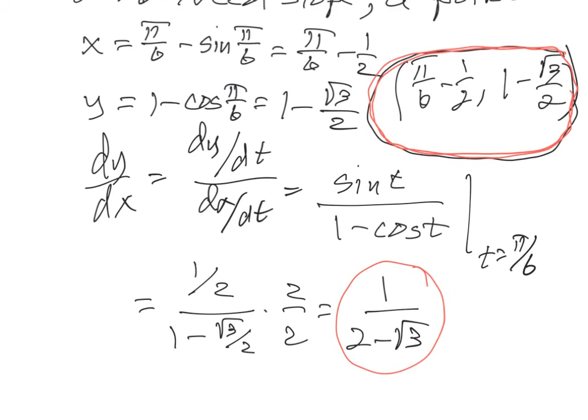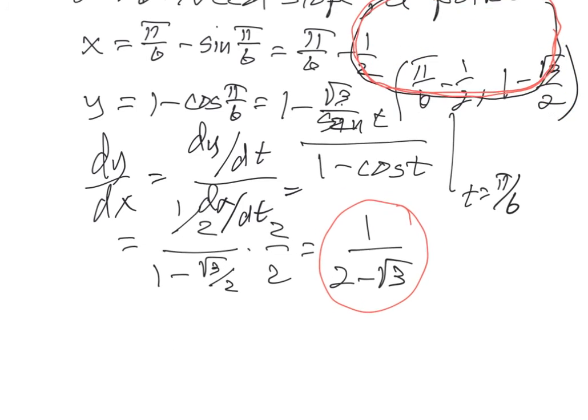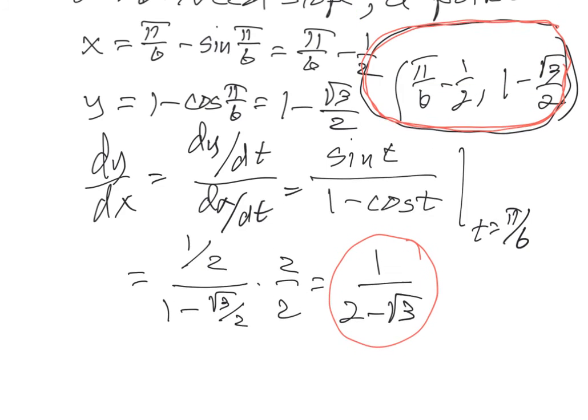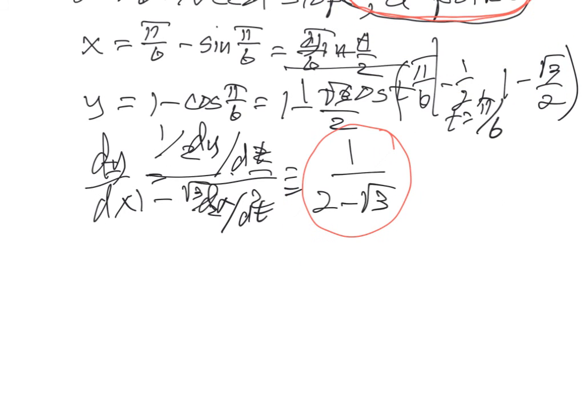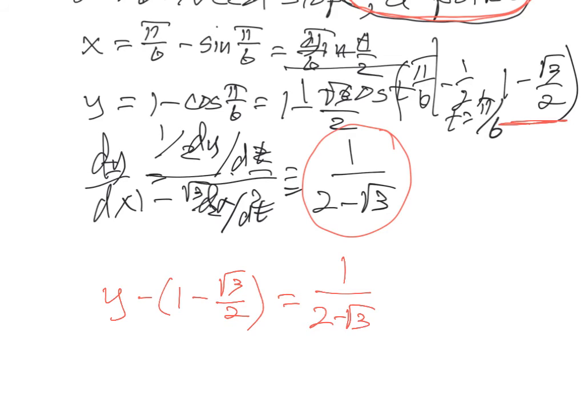So we should be able to write an equation for it. All right, so here we go. y minus the y coordinate. Let's do it in red. There is the y coordinate, equals the slope, 1 over 2 minus the square root of 3 times x minus the x coordinate.